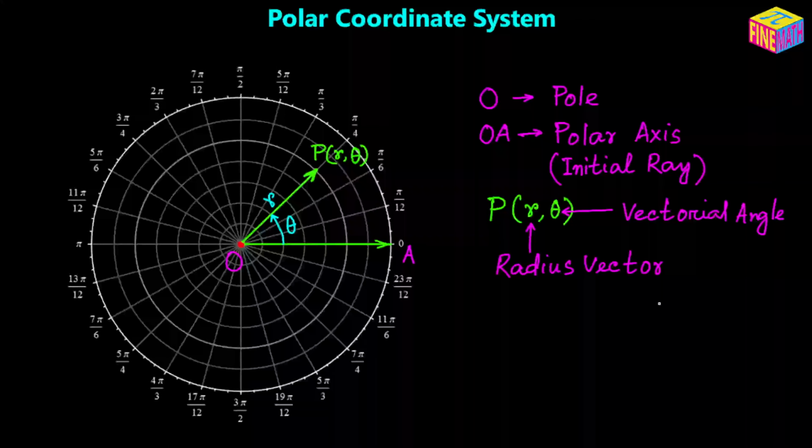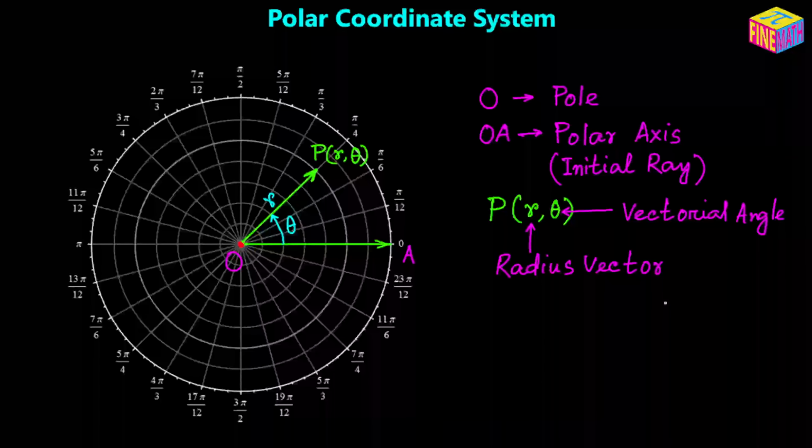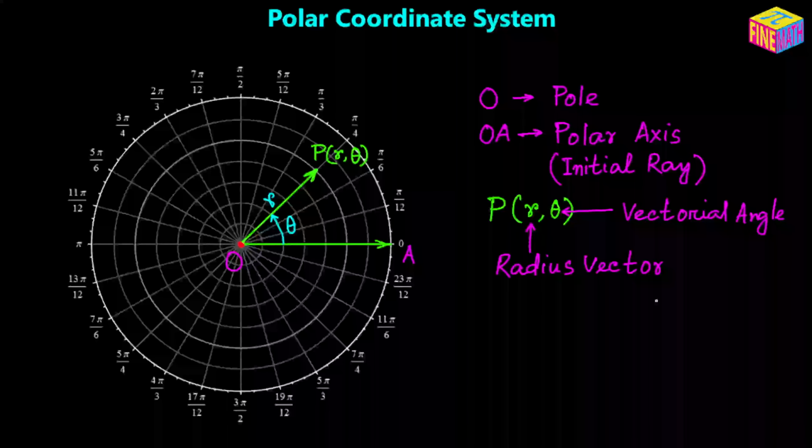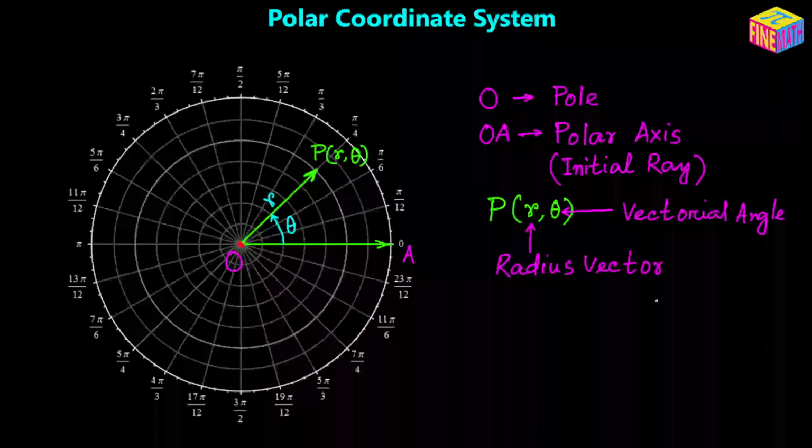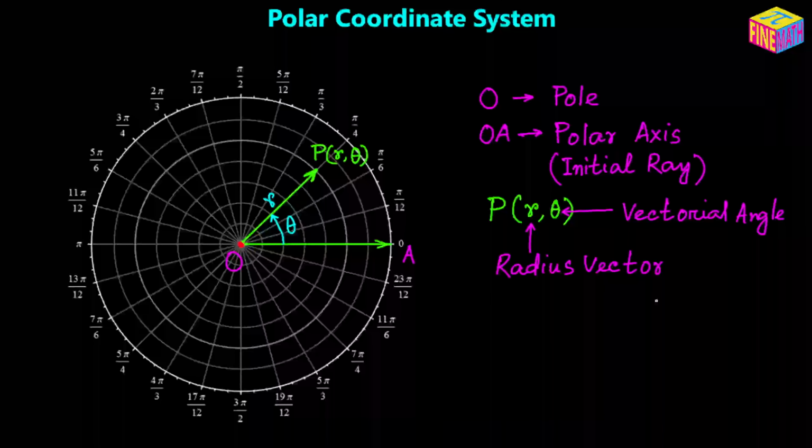Hi everyone. In this video, we are going to discuss the polar coordinate system. We already know the Cartesian coordinate system, which is a rectangular coordinate system. Here, the polar coordinate system is actually a circular coordinate system. As you can see in the diagram, the coordinate pattern looks like concentric circles, right?